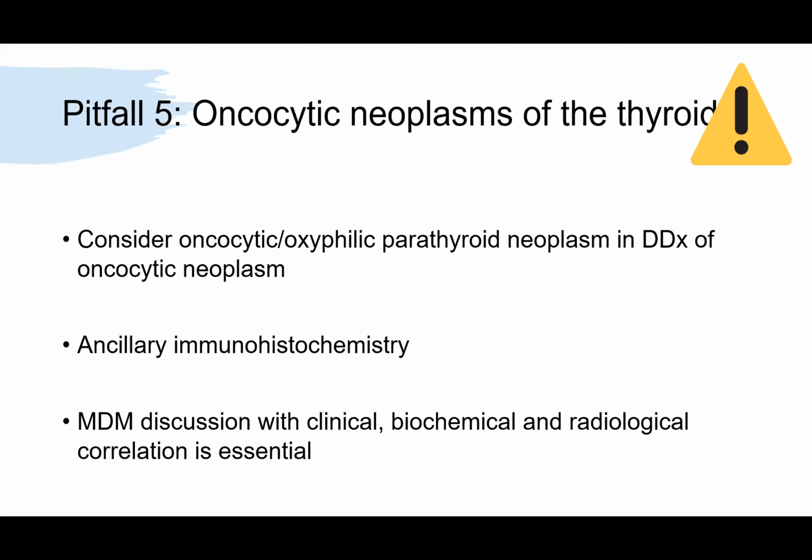So consider this in your differential of an oncocytic neoplasm of the thyroid, highly tricky differential diagnoses. These are very difficult in histology, and MDM discussion is critical in helping you to reach the diagnosis. We did find out later this patient did have bone metastases. They did have a high PTH, but interestingly, this is an intrathyroidal parathyroid carcinoma.